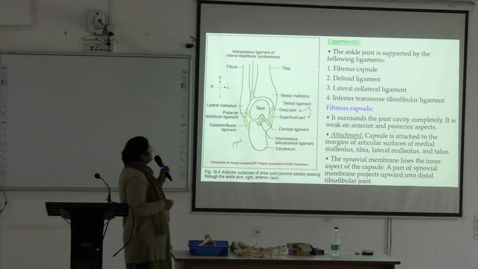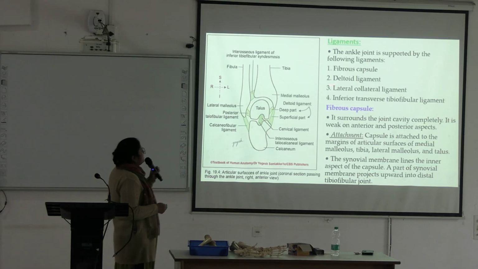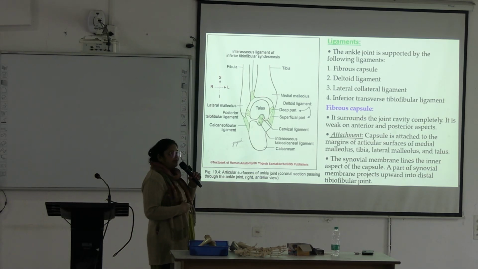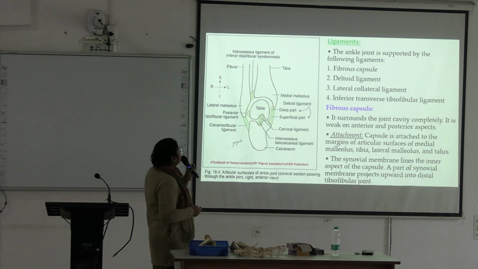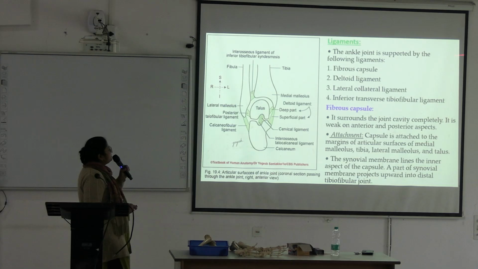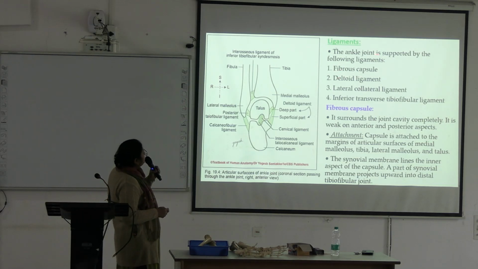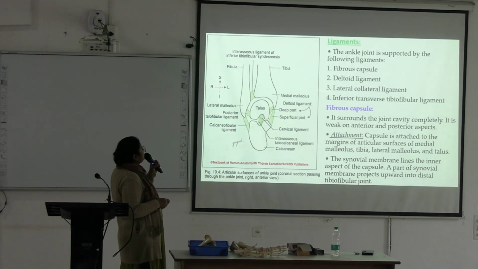So next we are going to the ligaments of the ankle joint. These ligaments are injured sometimes during the sprain of the ankle, which very commonly occurs. So the ankle joint is supported by these ligaments. First one is the fibrous capsule, which encloses the whole ankle joint. Next is the deltoid ligament, lateral collateral ligament, and inferior transverse tibiofibular ligament. So we'll discuss these ligaments in detail.